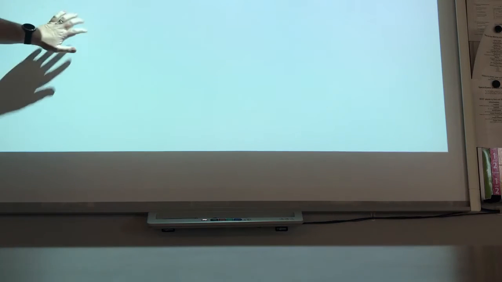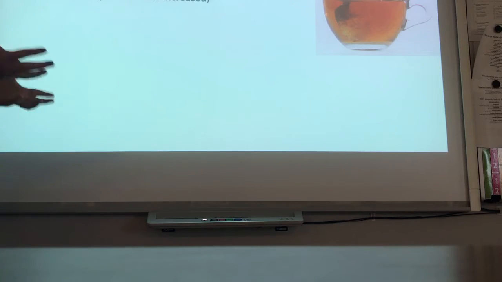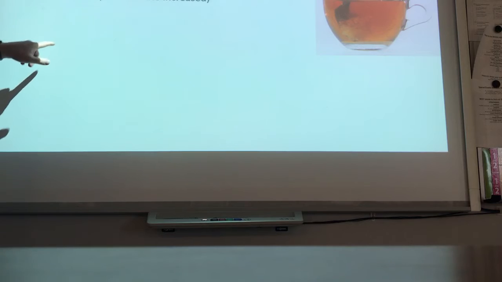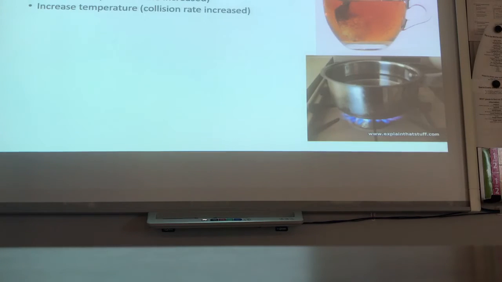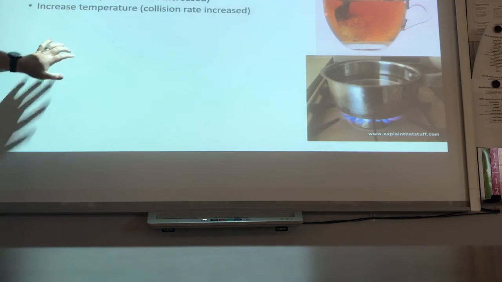Rate of dissolving. Ways to increase. Well, we could stir or shake. We increase the collision rate of the molecules or the particles, so there's more contact, more dissolving. Increase the temperature. Molecule speed speeds up because of more energy. Collision rate increases. We have more dissolving.